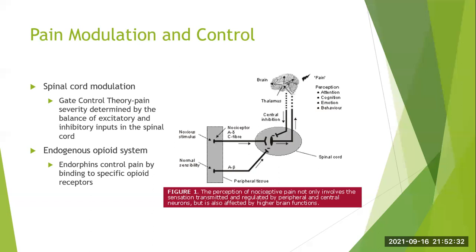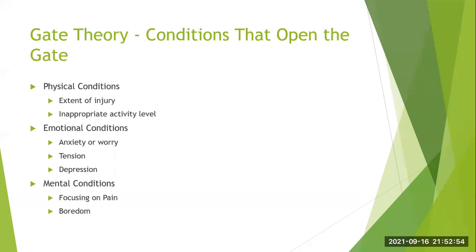So a lot of the physical agents that we use use spinal cord modulation to control pain. There are a couple of them that we're going to talk about that actually activate the endogenous opioid system. So we'll talk about that, and we'll also talk about how we figured that out, because how do you figure that out?